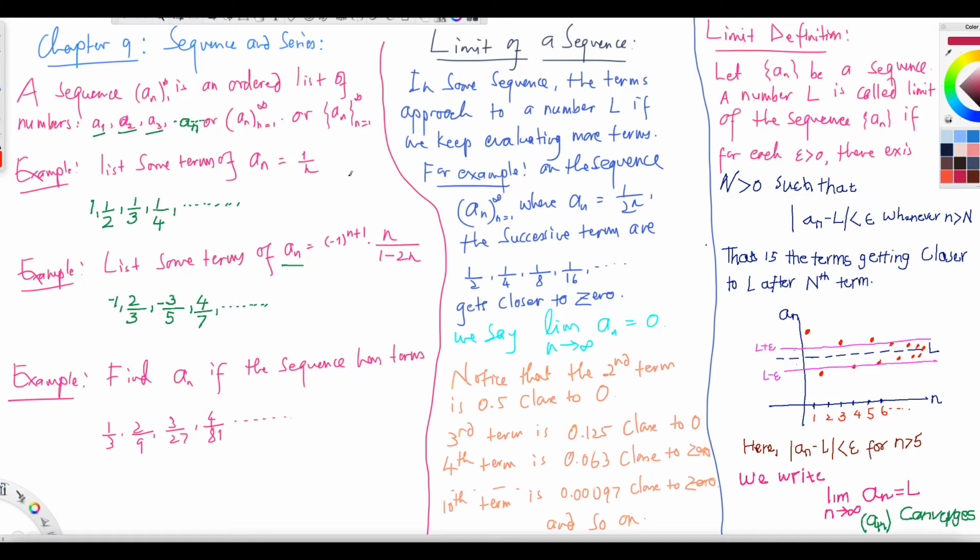Okay, guys, so let us see the next example. It says find an if the sequence has terms like this. What is a1, what is a2, and what is a3? Let us find these a1, a2, a3, and then we will see how the terms are going, and then we will guess an. a1 is 1/3. a2 is 2/9. a3 is 3/27.